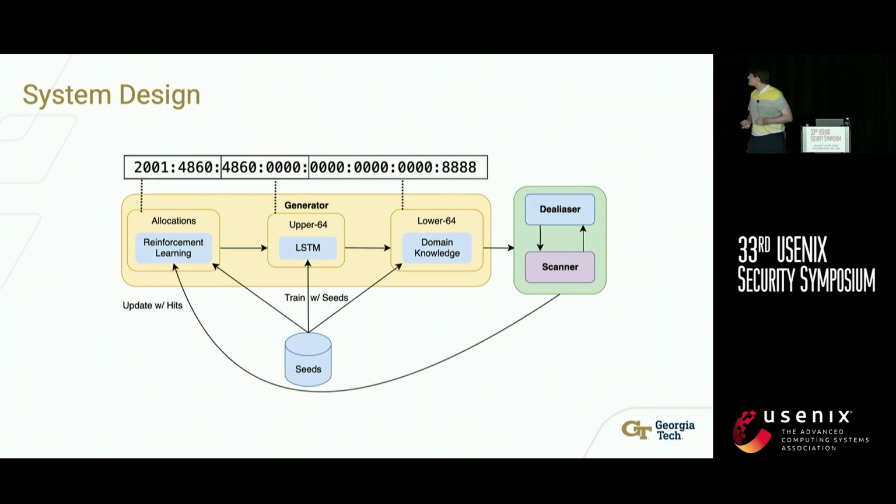So finally, we send the addresses to this de-aliaser, go to the scanner, they're scanned on the internet, and then those active responsive addresses are used to dynamically update the generator. So now we have this system. We can fully generate all of these addresses. We can scan them, but are we actually finding anything interesting?